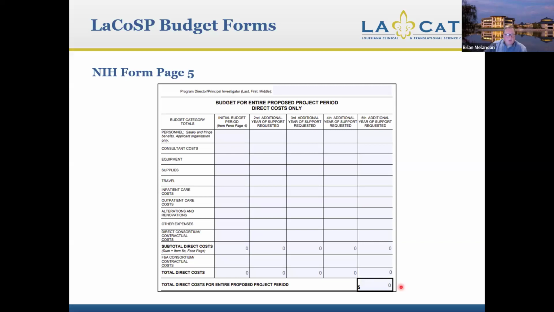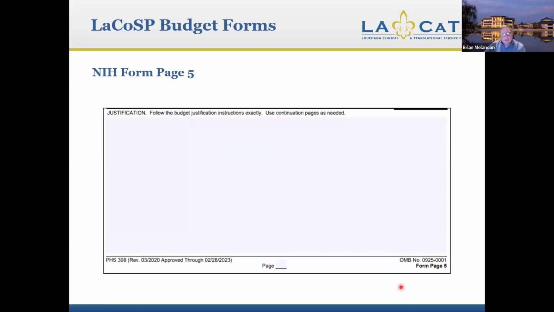So if you're asking yourself, well, why do I have to fill this out if we're filling in all the form, page 4? It seems like it's duplicative, a little bit, right? But the next slide here will show you that there's a section here for the budget justification. So that's the real reason for the form, page 5 for the Community Scholars Program specifically. So here is a text section where you need to provide the justification for each of the items that you've listed out in the form page 4.